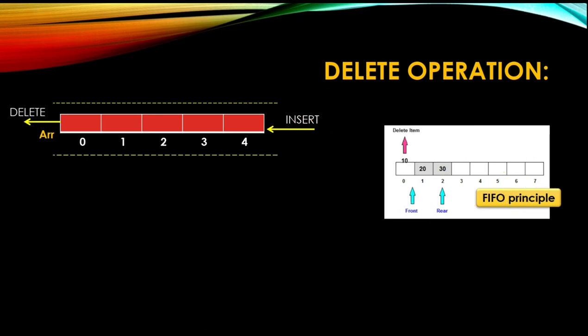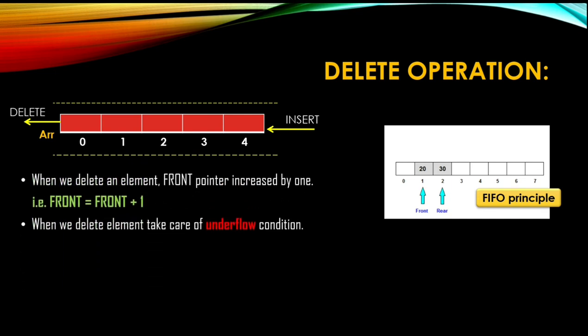Now see, in the theoretical way, when we delete an element, the front pointer increases by 1, I already told you, and we have to keep in our mind whether the underflow condition is there or not. And if the underflow condition is there, means nothing is there to delete, then we have to display the underflow condition.